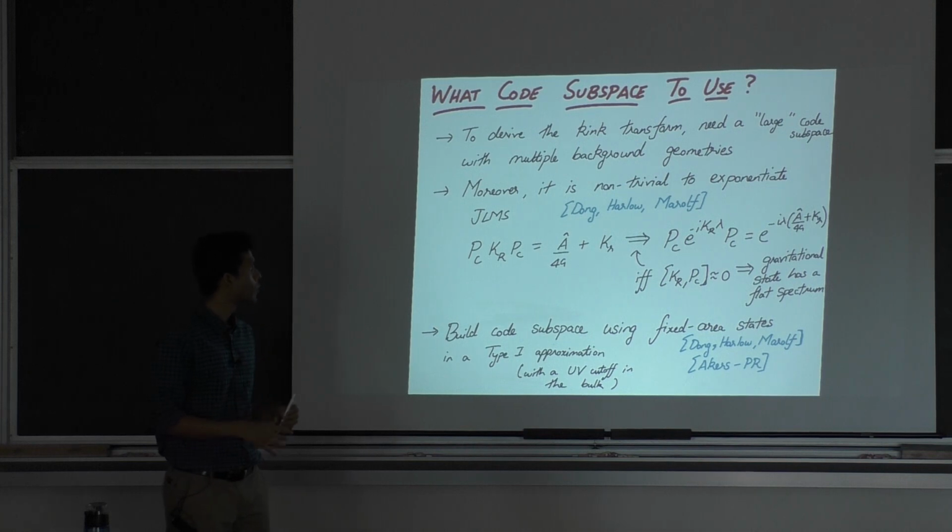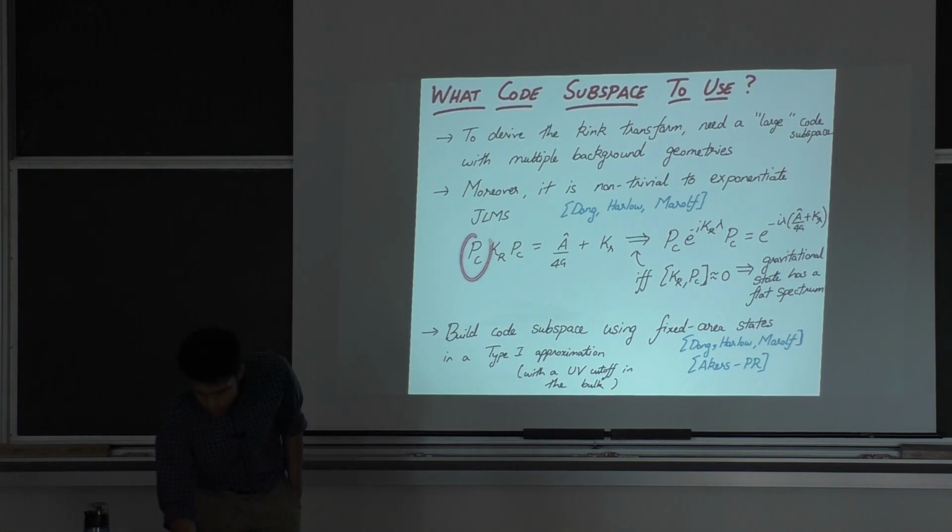And moreover, one of the issues that I talked about briefly before is that even if you have the JLMS formula, it's non-trivial to find an exponentiated version of the JLMS formula. And the reason is because of these projectors. So the JLMS formula is this, where it has the projectors around the K.